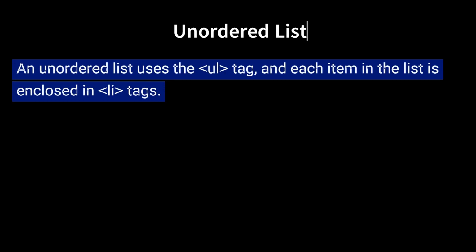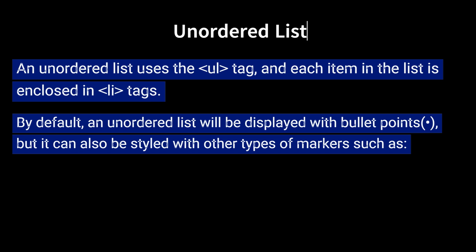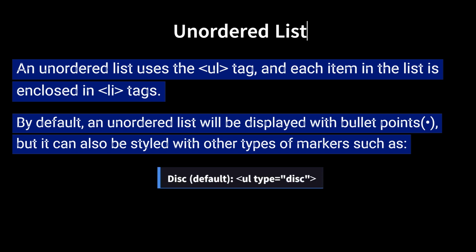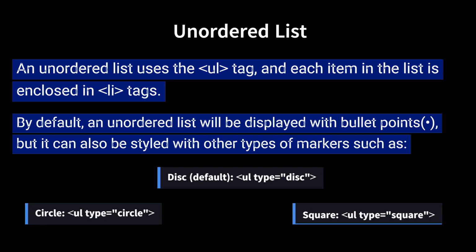Let's see what unordered lists can do. An unordered list uses the UL tag, and each item in the list is enclosed in li tags, similar to ordered list. By default, an unordered list will be displayed with bullet points, but it can also be styled with other types of markers such as circles or squares.